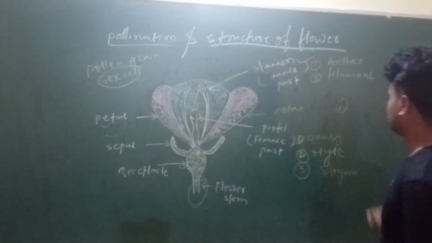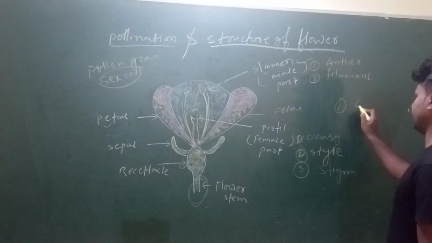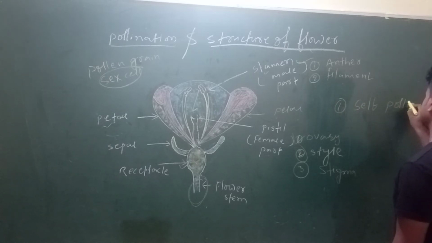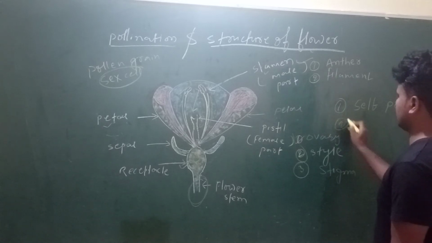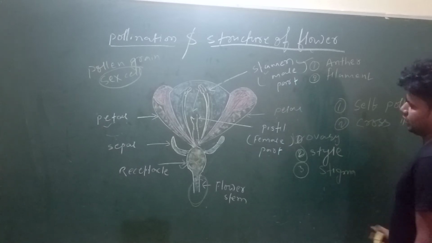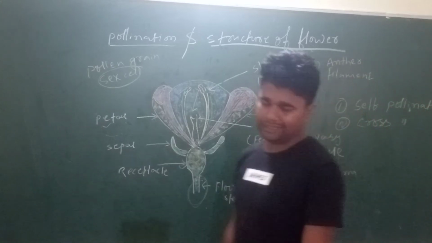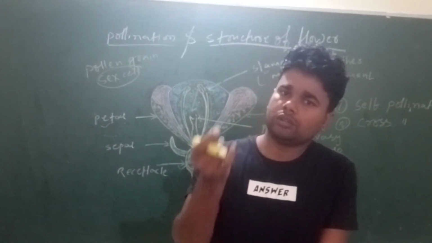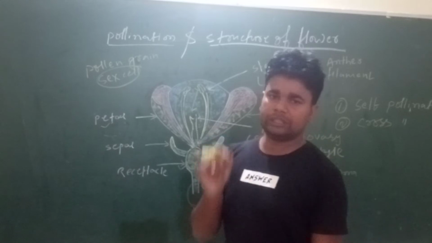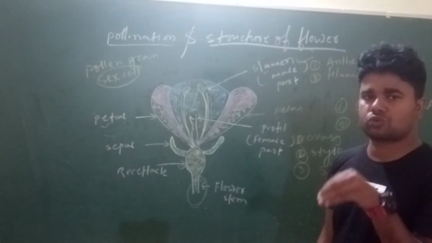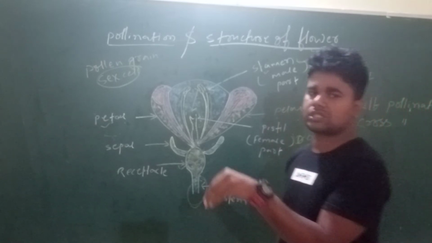So we have two types of pollination: one is self-pollination, and the second one is cross-pollination. Self-pollination means that the pollen grains of the same flower, of the same plant, come to the same flower's stigma.